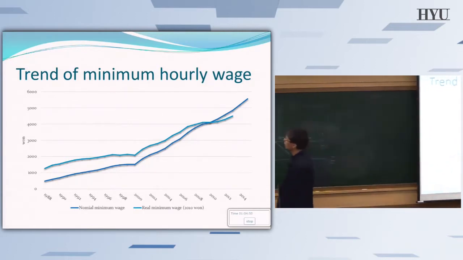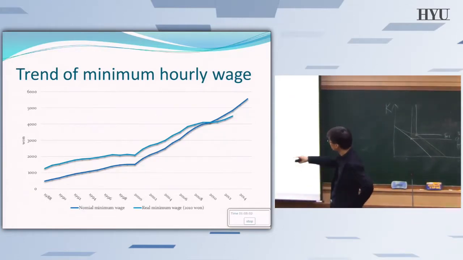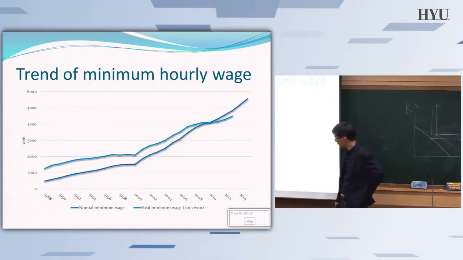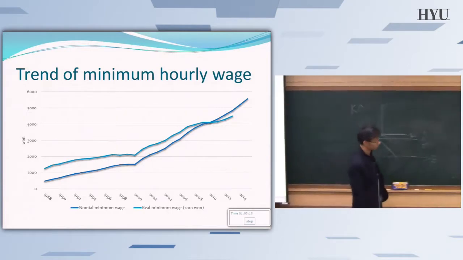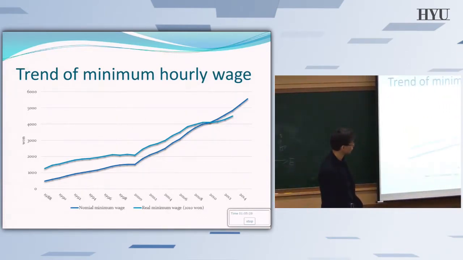First, let's look at Korea's minimum wage. The darker one is the nominal minimum wage, and the lighter one is the real minimum wage at constant prices. I just use the 2010 price level. As you can see, it's increasing and increasing. It has been increased.